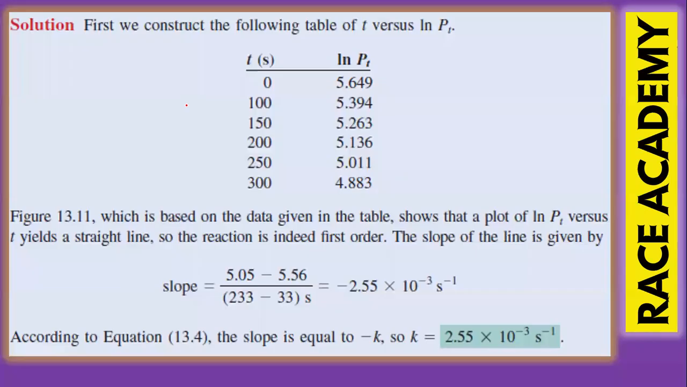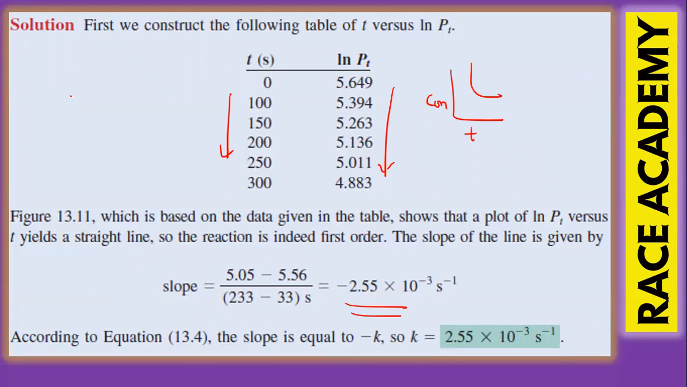If it is a first order reaction, we'll check it. If concentration is gradually decreasing with time increasing, it means it's a first order reaction only. If you find the slope, taking these values, then after plotting the graph, we got a slope value of minus 2.58 times 10 to the power of minus 3.